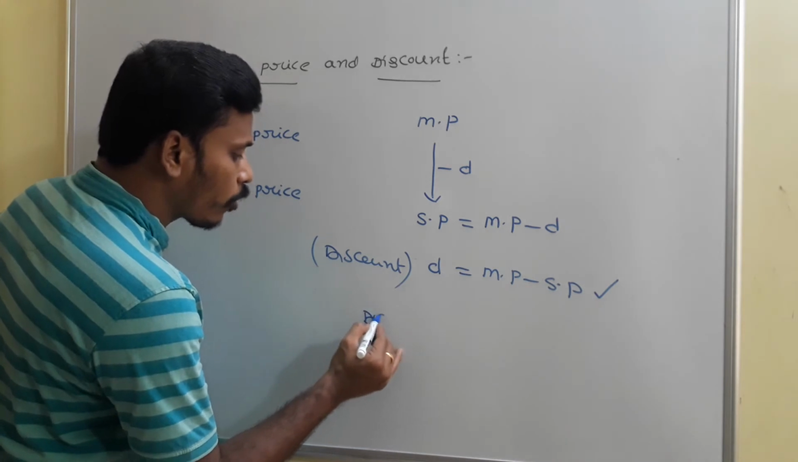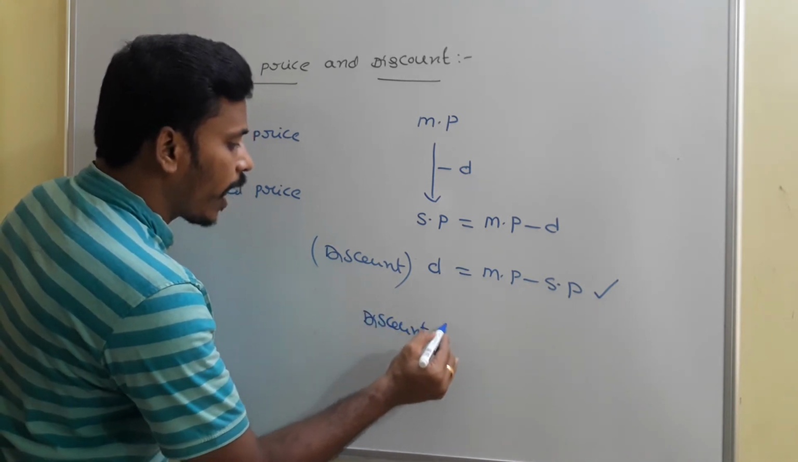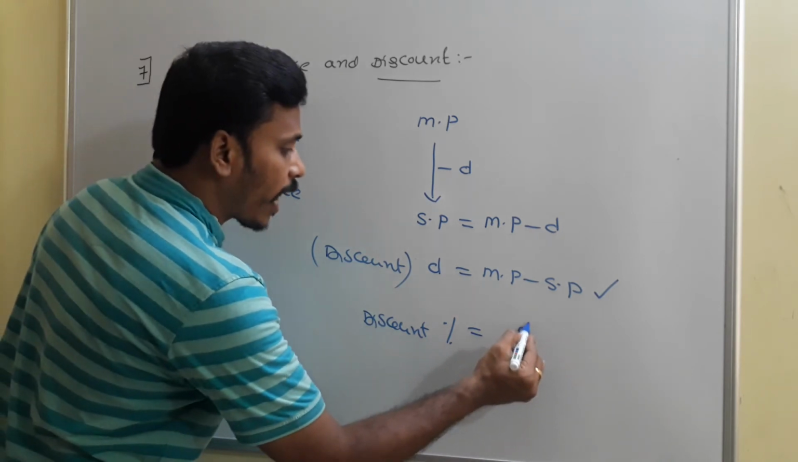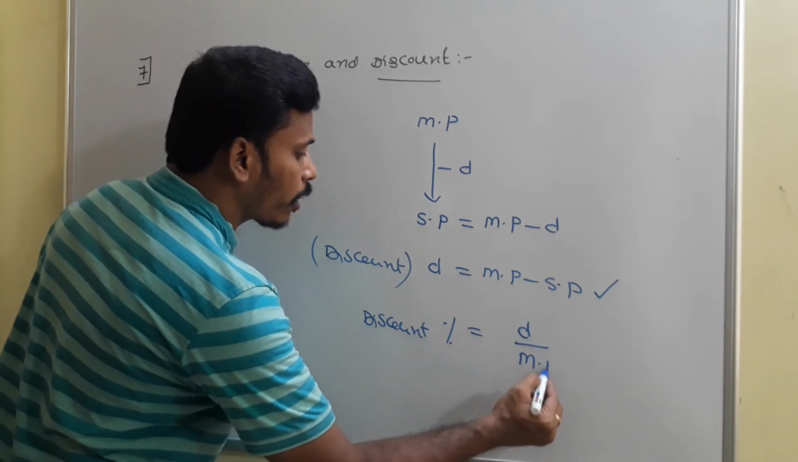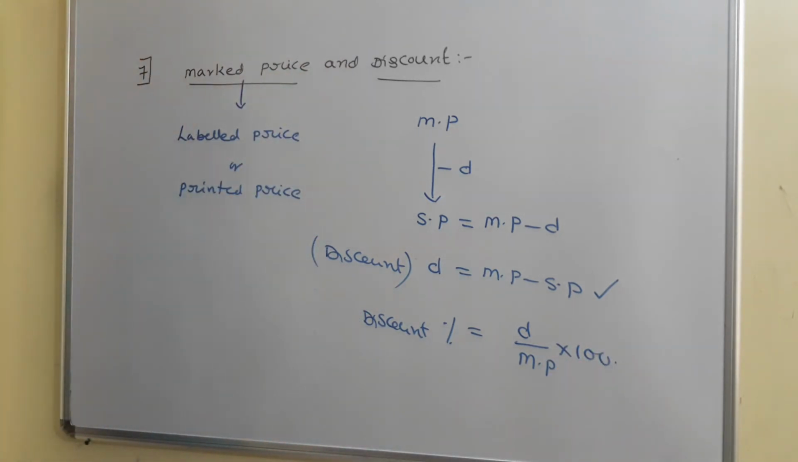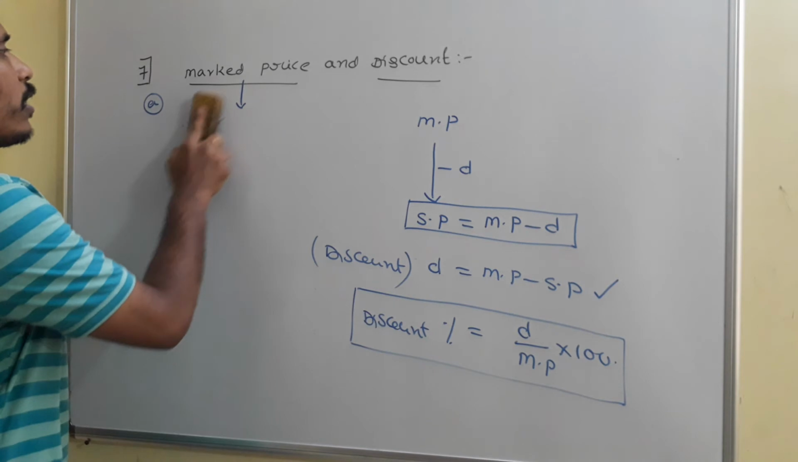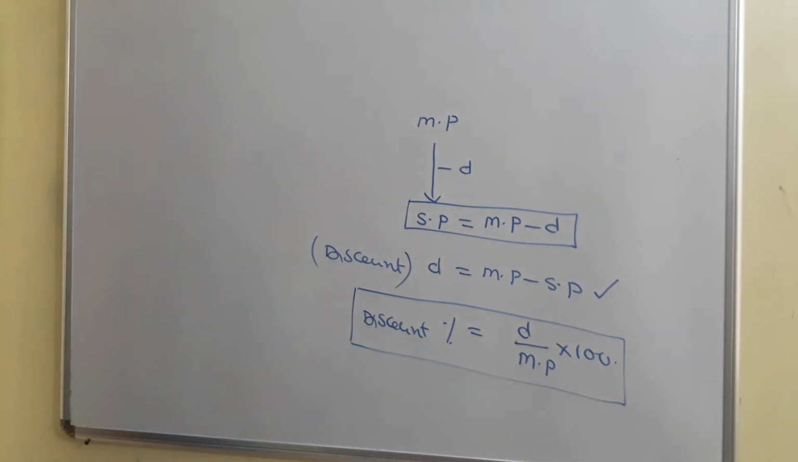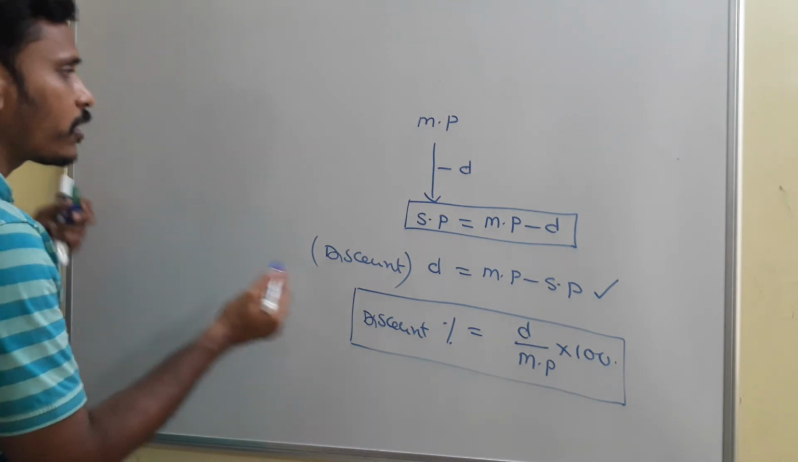So if you wish to calculate discount percent, as we calculated profit or loss on cost price, here we will calculate discount percent on the market price. So discount percent is equal to discount by market price into 100. Then coming to 7b. If you wish to calculate discount, for the amount we use market price minus selling price, and for the discount percent we use discount by market price into 100.